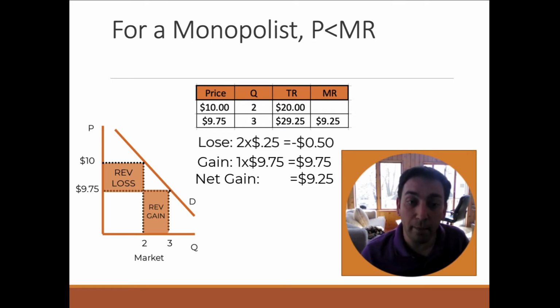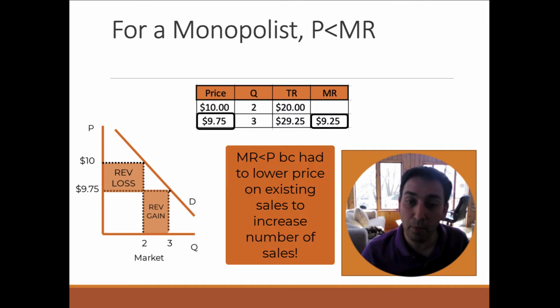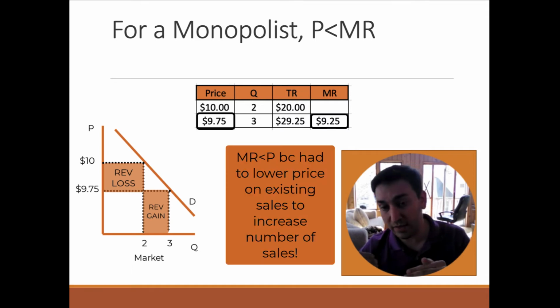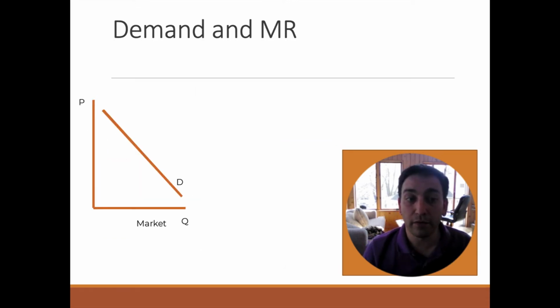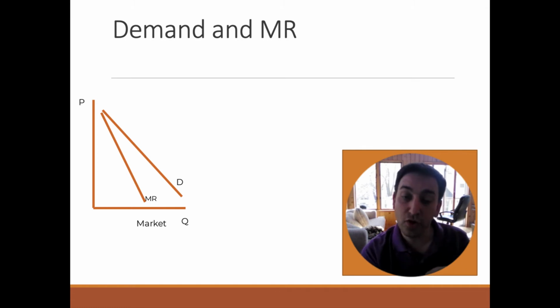As a result, my marginal revenue is going to be less than my price. There's a trade-off. As I sell more, I have to lower my price on existing customers. As a result, we have a marginal revenue curve that's going to be less than the demand curve. As we just showed, marginal revenue is going to be less than price. So marginal revenue has to be less than the demand curve.